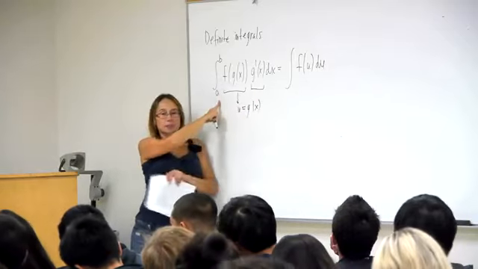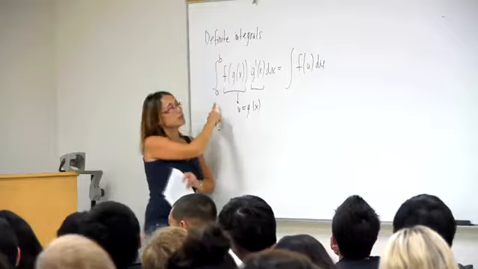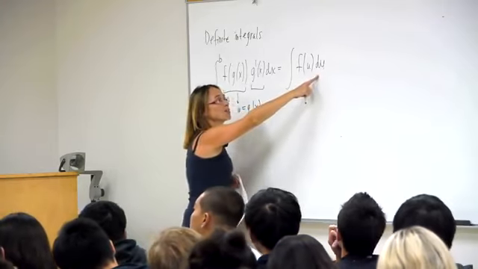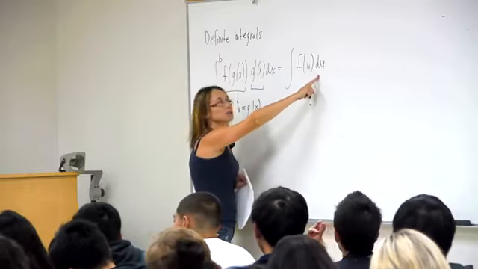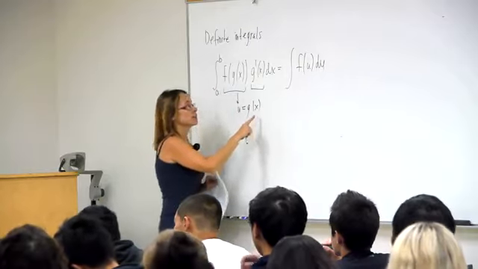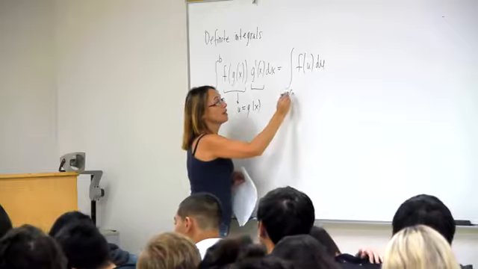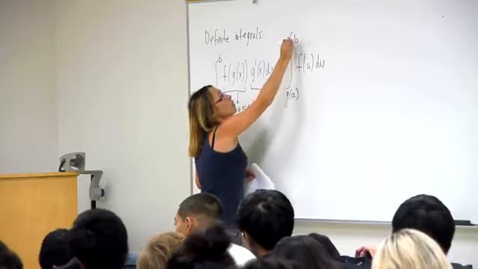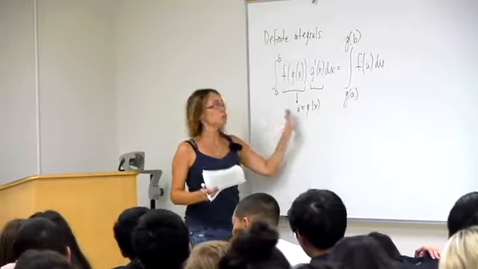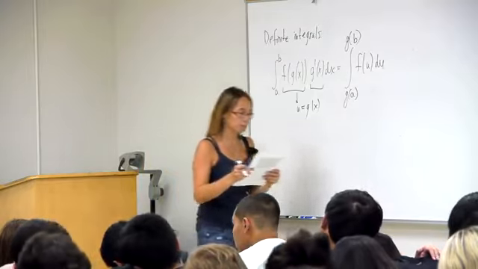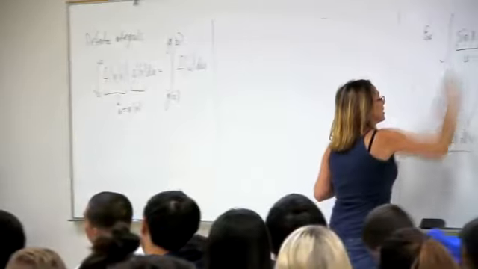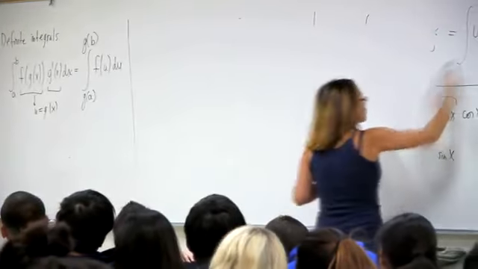But now the thing is that I have to deal with the limits of integration, right? So x changes from a to b. But now I have to know the range where u changes, okay? And u is given by g of x. So the lower limit becomes g of a, and the upper limit becomes g of b. Okay, so the limits of integration change according to our change of variables. And this is very important to remember when you evaluate definite integrals by the method of substitution.